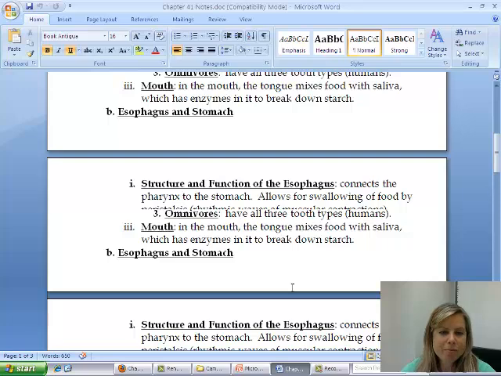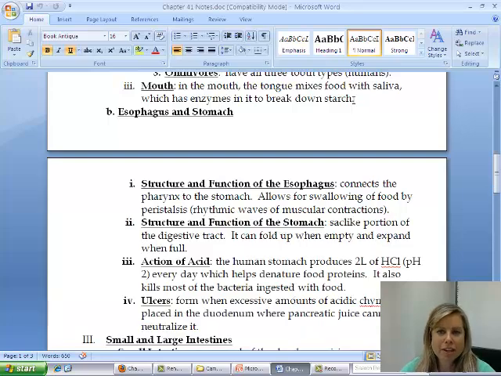Okay, so in the mouth, your tongue is going to mix your food with saliva. And if you remember from Bio 111, saliva has salivary amylase in it, and its whole job is to break down starch. So then that ball of food is going to go into the esophagus, and that's going to connect to the stomach. You're going to swallow, and it's going to use peristaltic contractions, and that's going to bring the food down to your stomach.